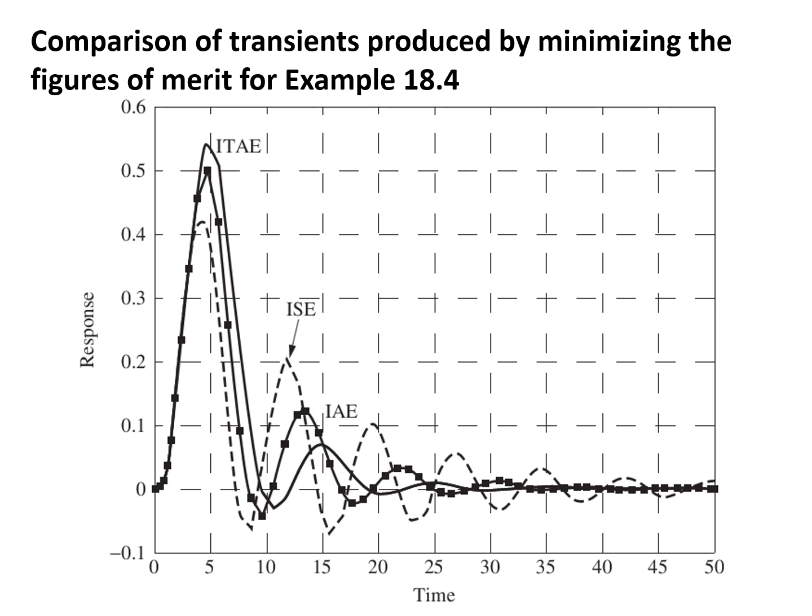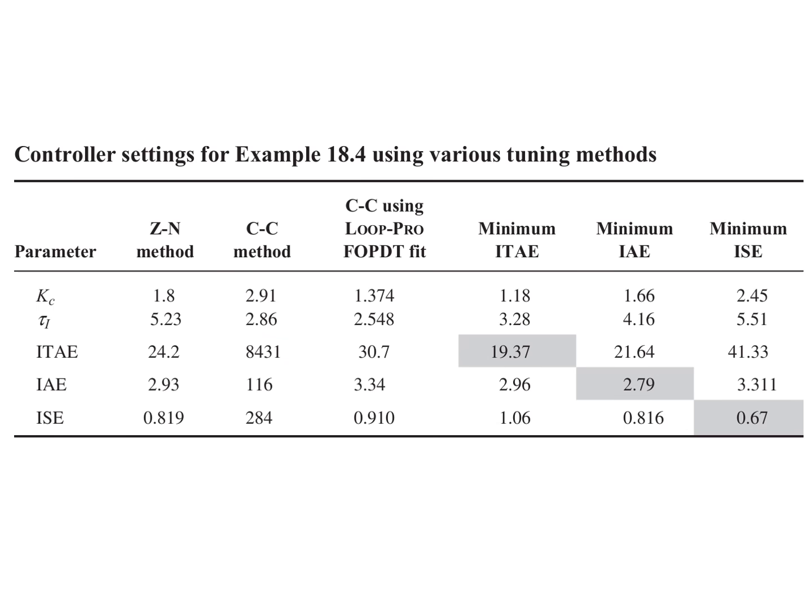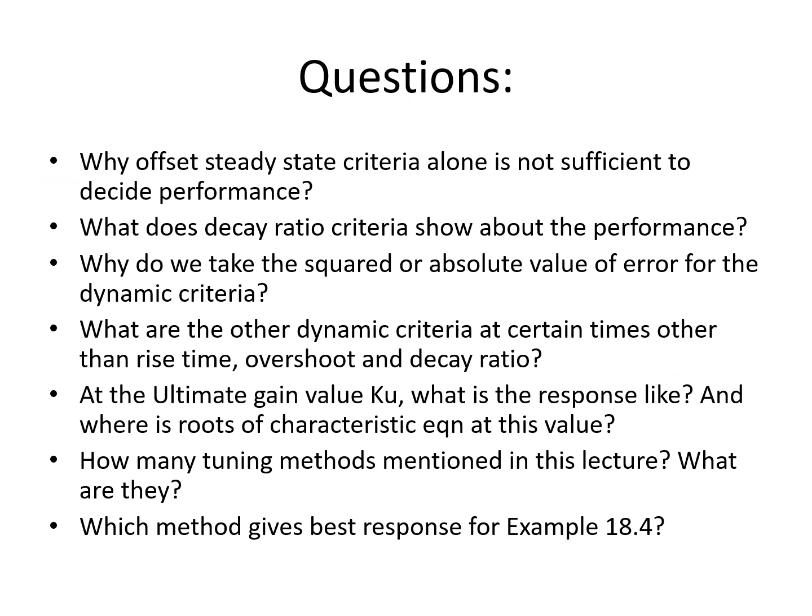Okay, so this is the final part. You see again here all the same values as mentioned just now. This is a question for you to answer, and we hope to get your answers on the WhatsApp after the class. Basically, why is offset, the steady state criteria alone, not sufficient to decide the performance? You cannot just use offset to decide your performance. Why?